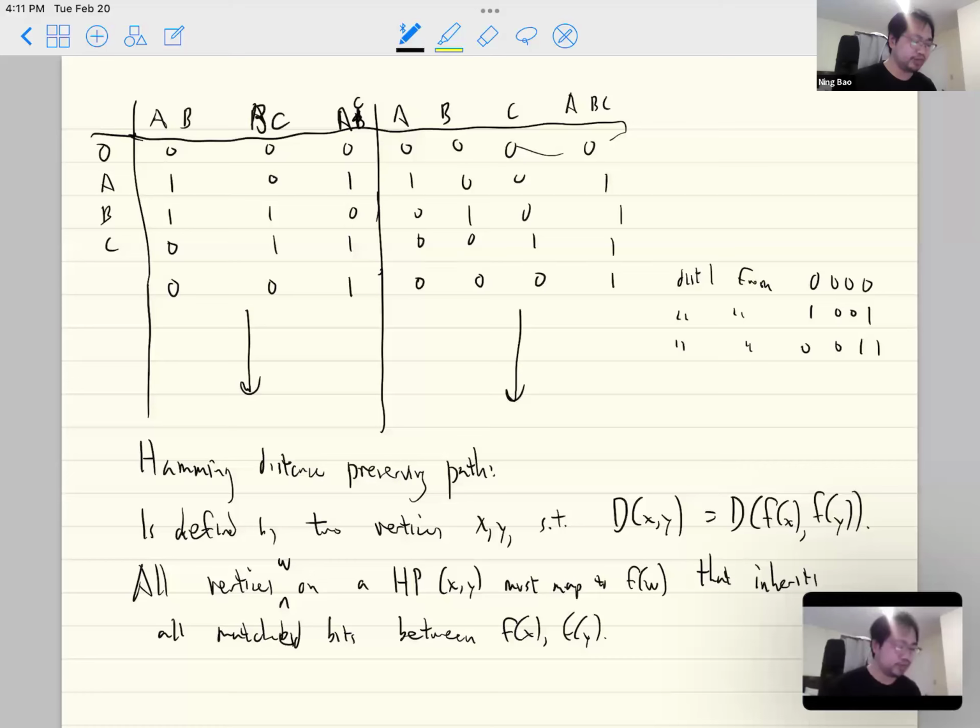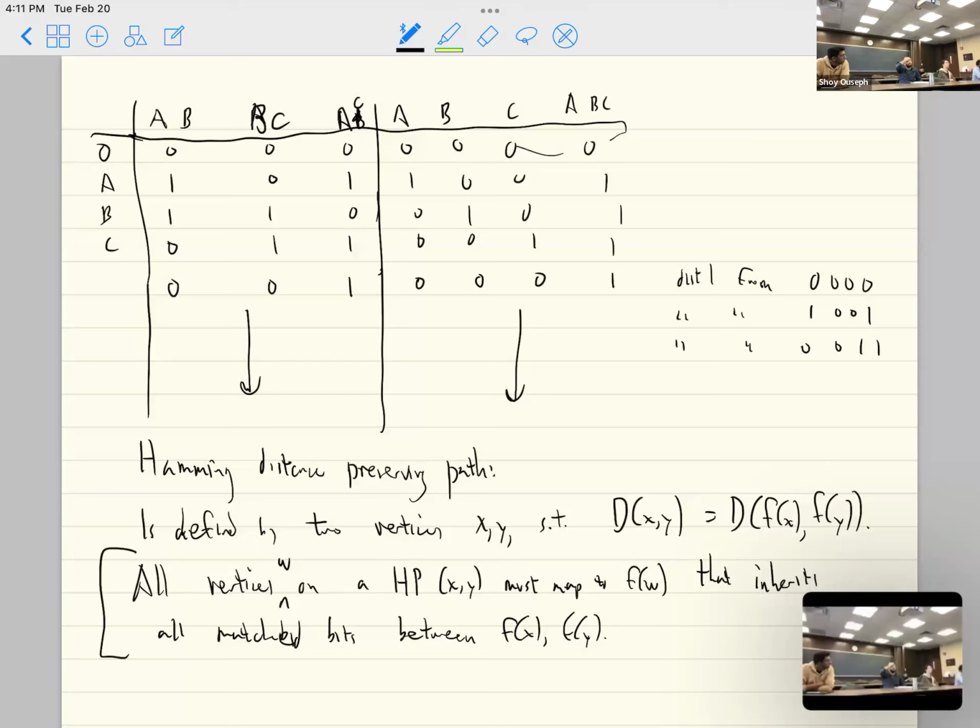In other words, whenever I have a Hamming preserving path, the geometric way of thinking about it is I have a sub-hypercube of the left hypercube that's matched onto an isomorphic sub-hypercube of the right hypercube. And so when that happens, all vertices in this sub-hypercube on the left must map to vertices on the sub-hypercube to the right. The definition of a sub-hypercube of a larger hypercube is that the other bits that are not free to vary must all be fixed. And so that's how you get this condition.